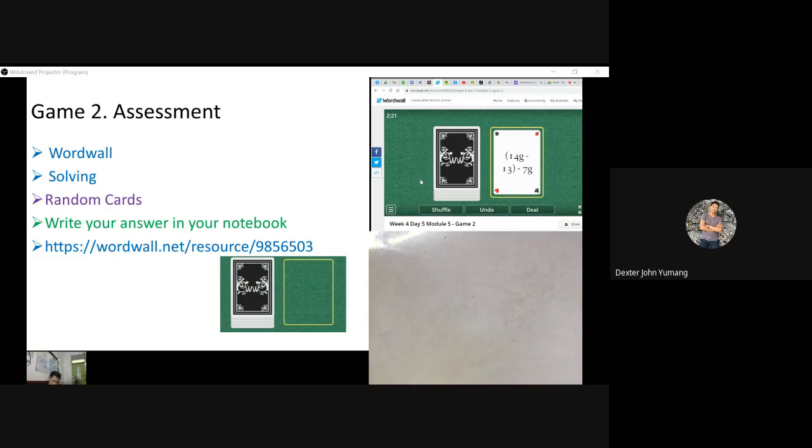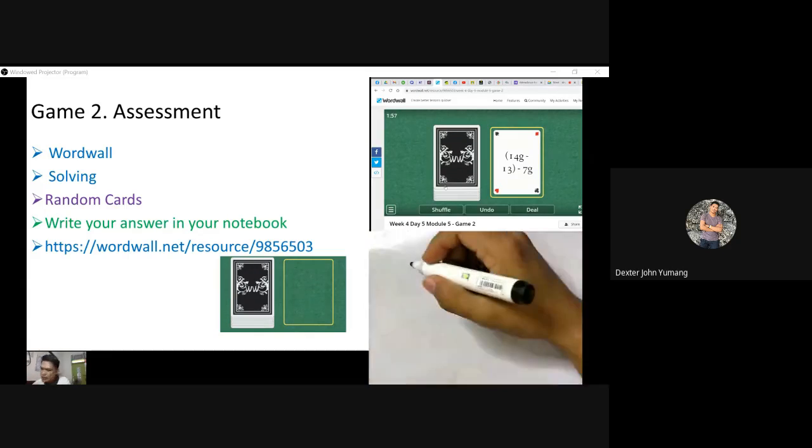Last 2 minutes. Okay, 7. So, sino pa po hindi nakatapos? Okay, tapos na po lahat. So, let's reveal the answer. 4 points po ang tama, 2 points po ang mali.